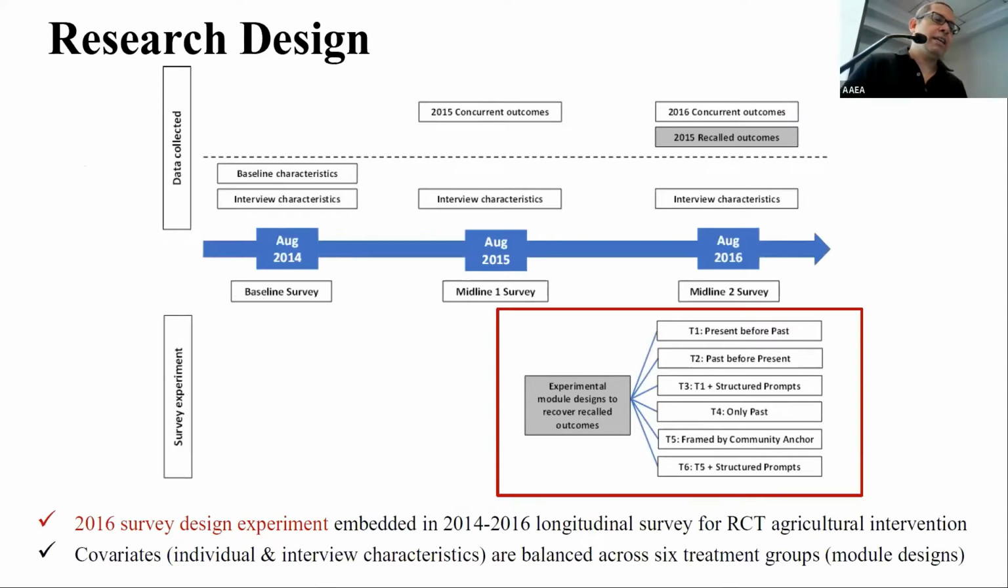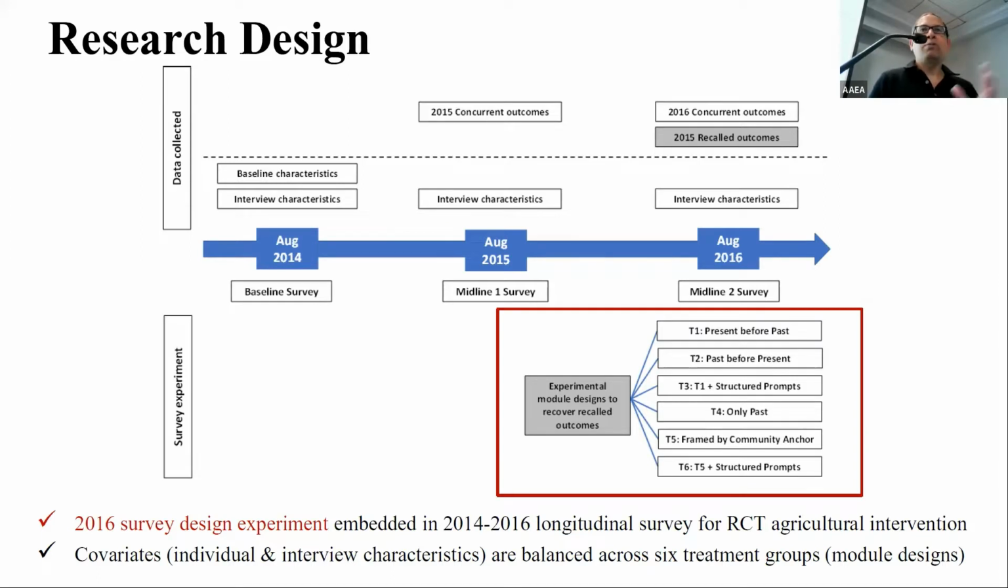Our research design is embedded in a 3-year longitudinal survey that was collected for other purposes, for an RCT agricultural intervention designed to provide capital transfers and extension services to smallholders. In 2014, we collected the baseline characteristics. In 2015, we collected what we call concurrent outcomes, like the volume of production or the level of happiness. And in 2016, we asked the same questions, but also asked respondents to recall the values from the previous year. That's where we embed our survey design experiment.